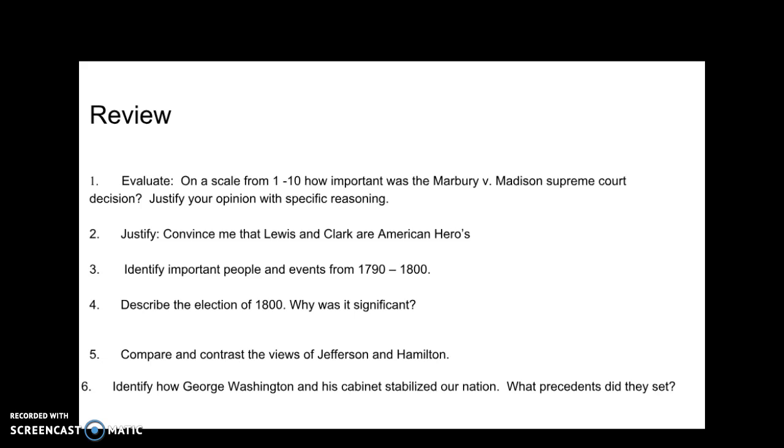Identify how George Washington and his cabinet stabilized our country. Well, George Washington had great leadership as president. He set the precedent of leaving office after 2 terms. He set the precedent that we will not have riots every time there's disagreement in the nation. He was a strong president. He used compromise, and Thomas Jefferson and Alexander Hamilton moved the country forward under his leadership. So they did lots of great things.